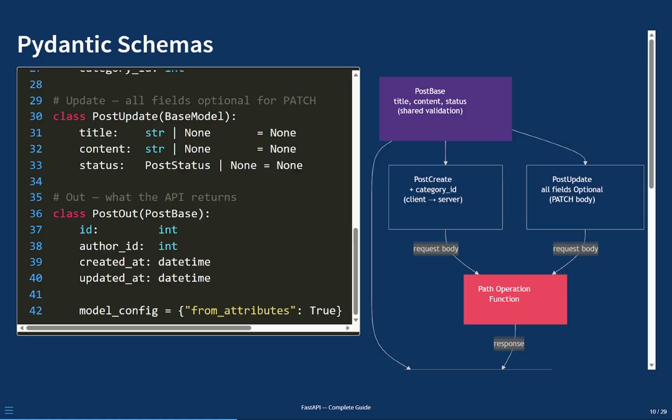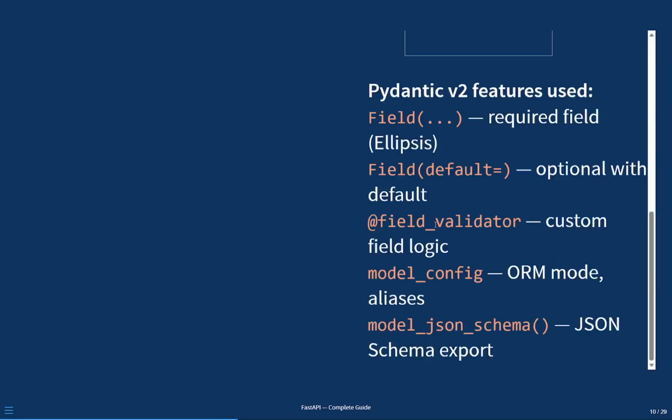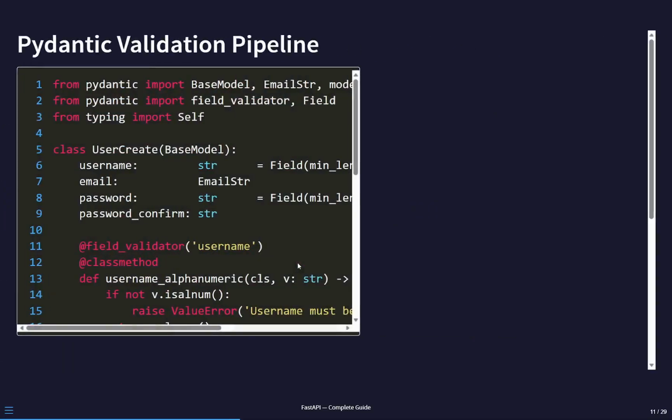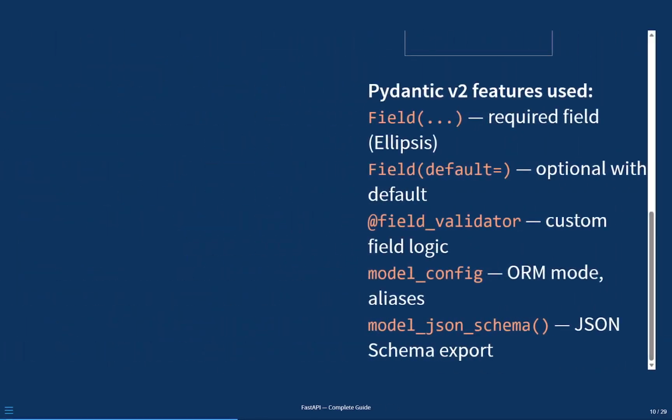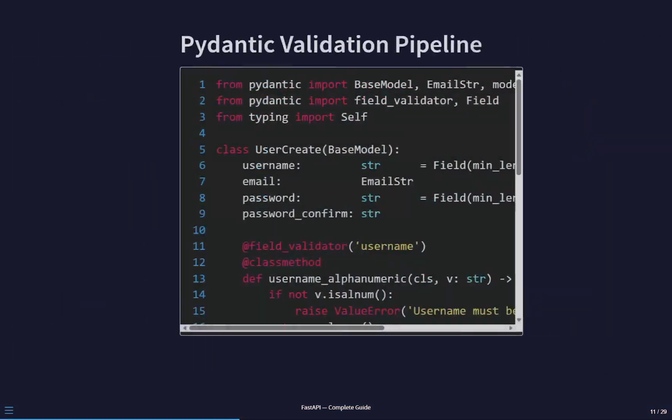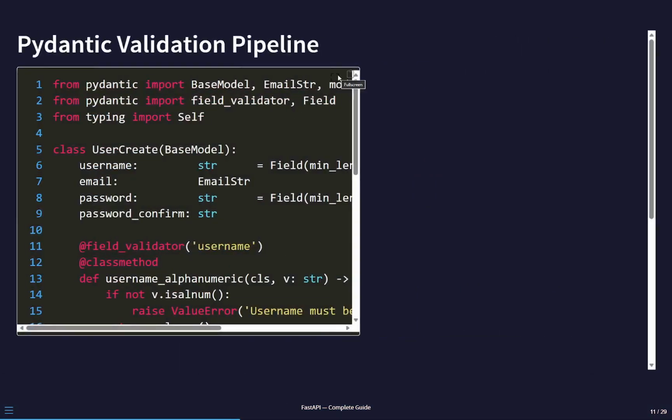Click. Key Field behaviors. Field(...) means required. Field(default) or Field(None) means optional. min_length, max_length, ge, le, pattern, all Pydantic v2 field constraints. examples populates the Swagger UI example values. description adds docs. Next, let's go deeper on Pydantic's validation pipeline.